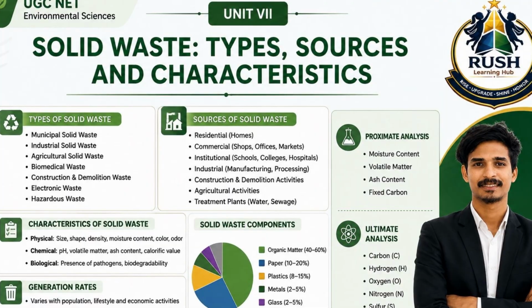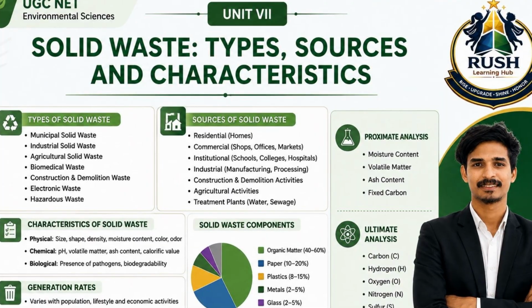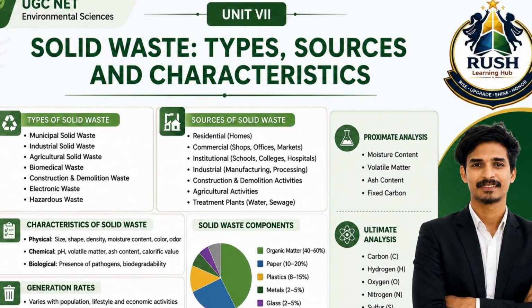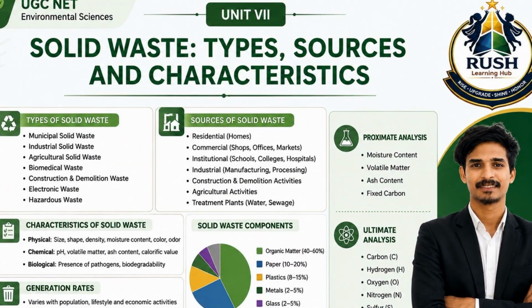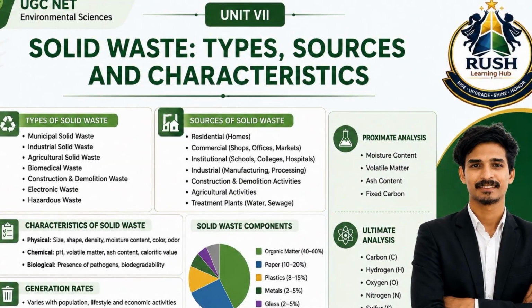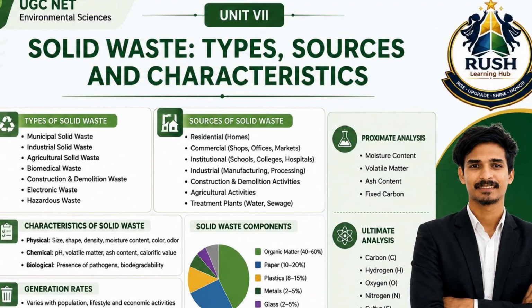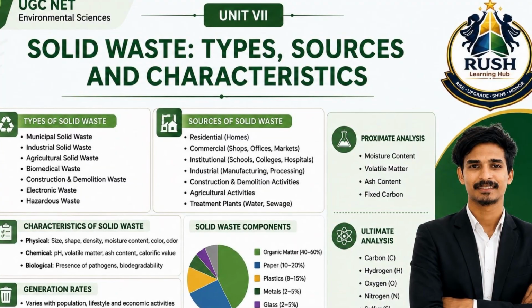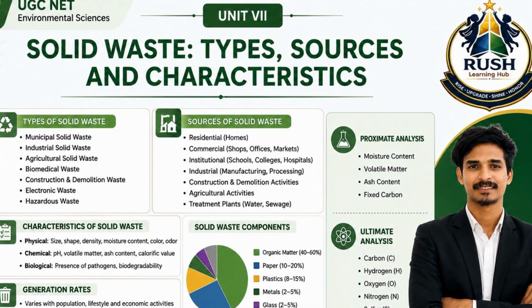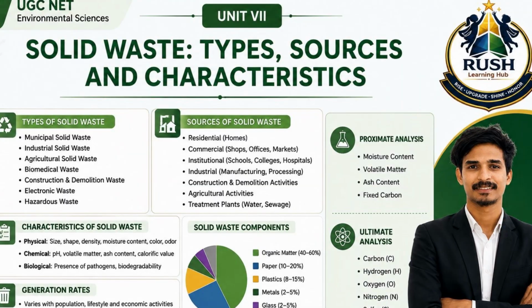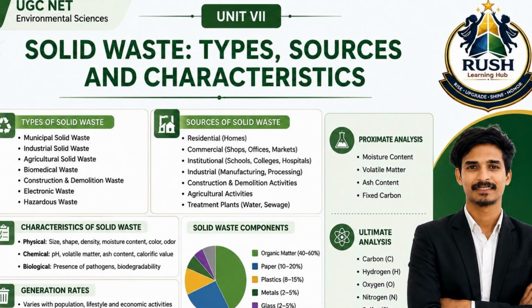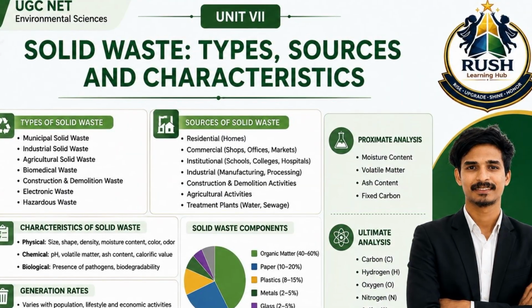On the other hand, ultimate analysis determines the elemental composition of waste. It measures carbon, hydrogen, oxygen, nitrogen, sulfur, and sometimes chlorine and ash. Ultimate analysis is useful for estimating calorific value, combustion efficiency, and pollution potential.